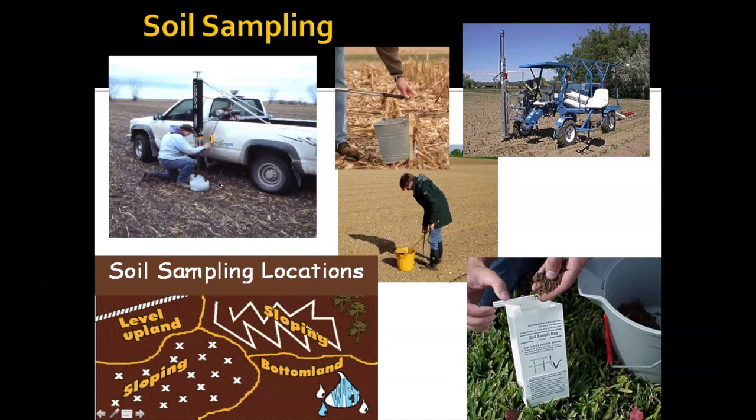A lot of people with precision agriculture will actually sample on a grid, and that will help them to know where to apply more nitrogen, phosphorus, where to apply more lime, and they can sort of program that into their applicators.